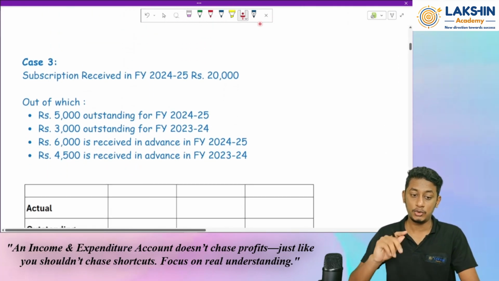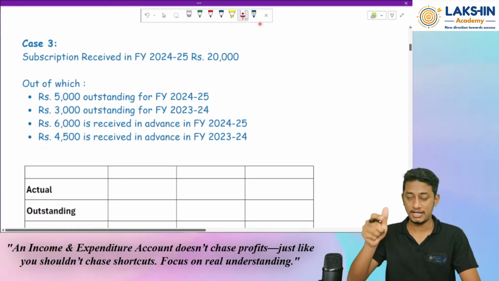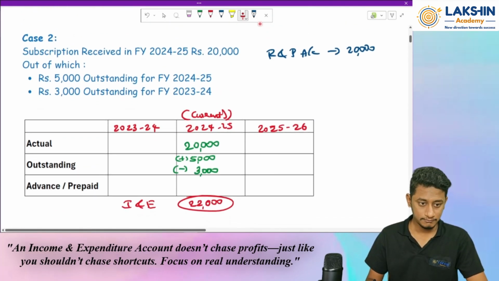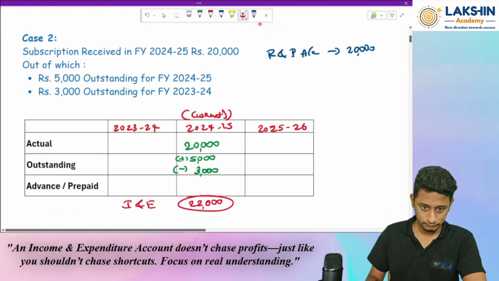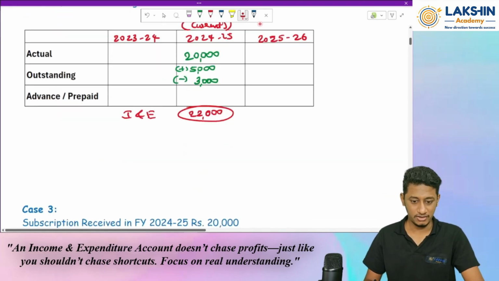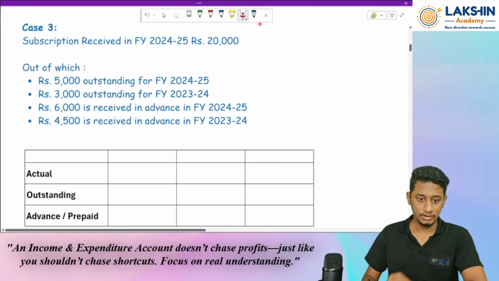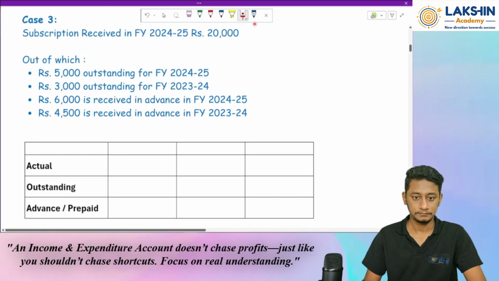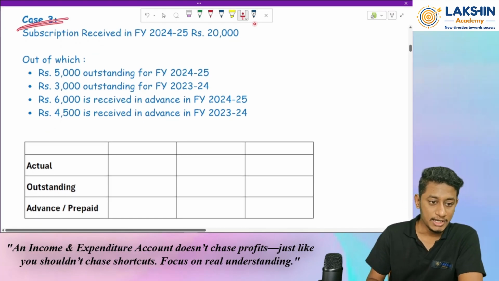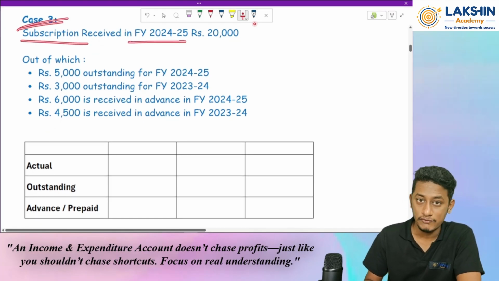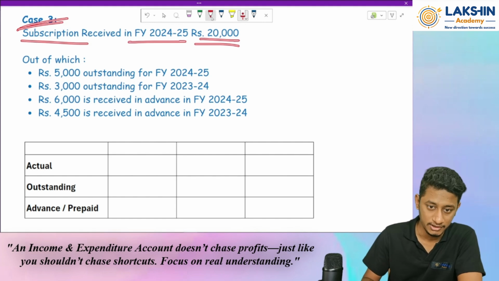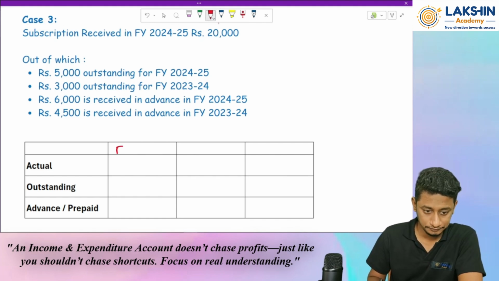So let's tweak up the example. Okay. Here, let's see. So case number 3. Subscription received for financial year 24-25 is how much rupees? 20,000 rupees. Okay, fine. So I have FY 23-24.